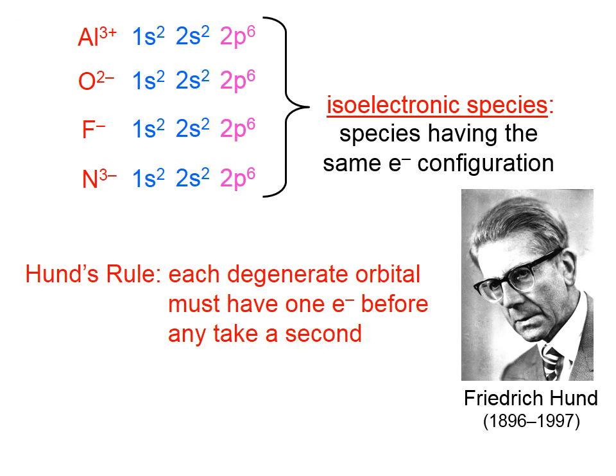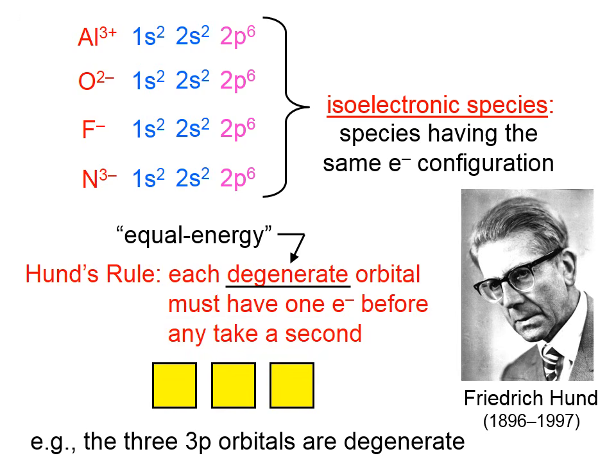Hund's rule says that each degenerate orbital must have one electron before any take a second. Now we need to know the definition of this word, degenerate. When you come home past curfew and your father uses that term, it means something entirely different. But in chemistry, the term degenerate means equal energy.